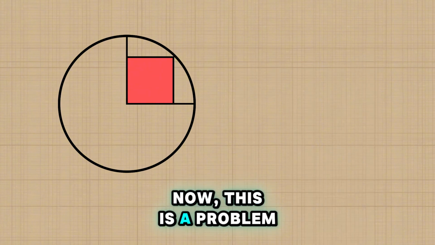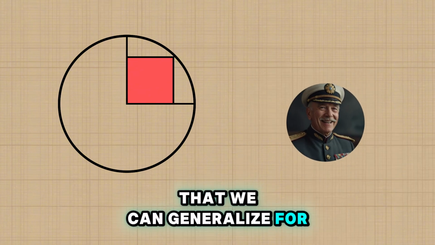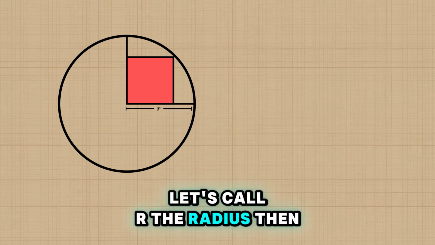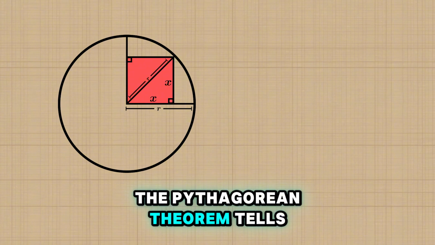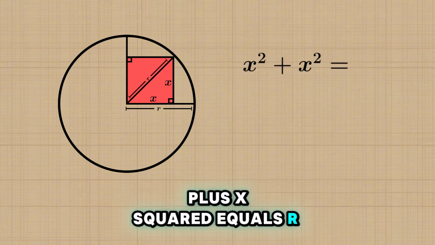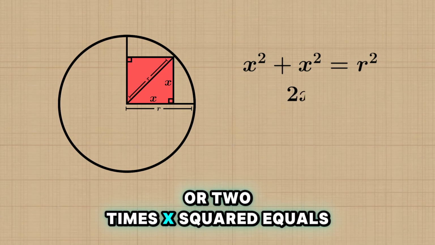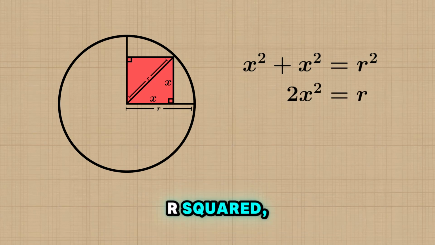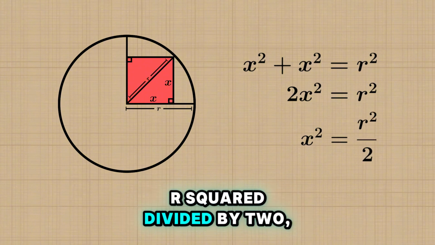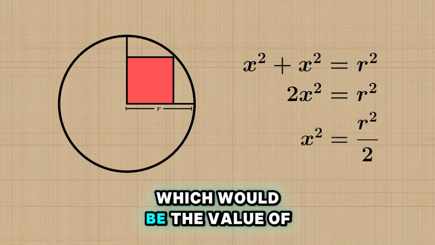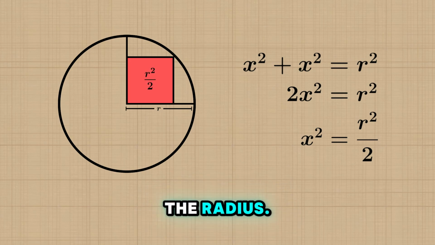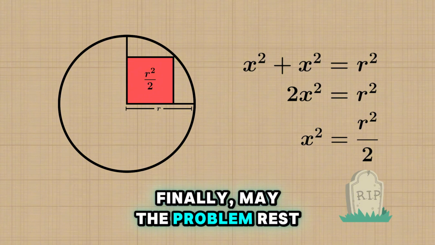Now, this is a problem that we can generalize for any value of the radius. Let's call r the radius. Then the Pythagorean theorem tells us that x squared plus x squared equals r squared, or 2 times x squared equals r squared, and therefore x squared equals r squared divided by 2, which would be the value of the area for any value r of the radius. Finally, may the problem rest in peace.